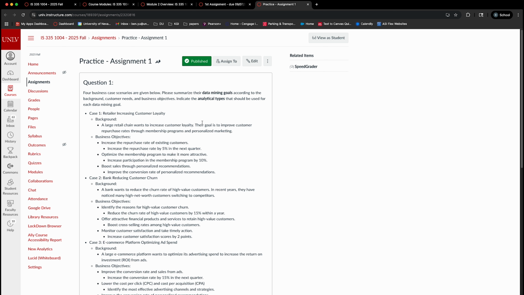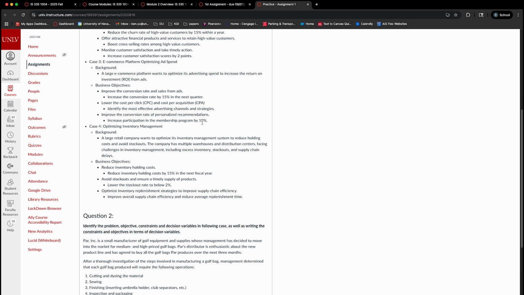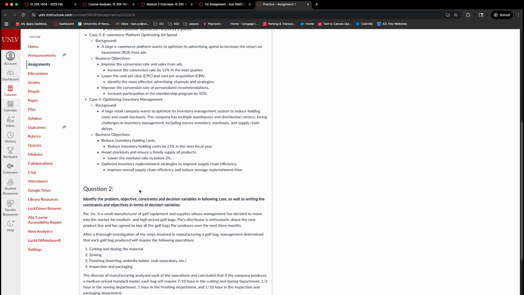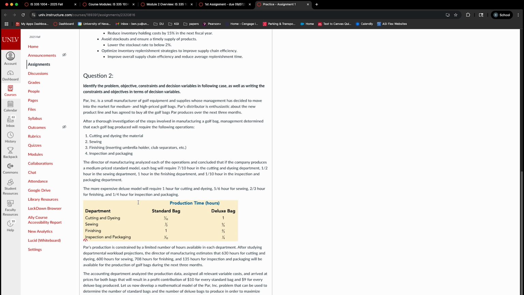Everything is mentioned during the slides. If you don't understand, go back to the slides and check the video again. The second question is the case study of the problem formulation, also mentioned in the slides. For this one, the same thing: if you still have a hard time understanding how it works, go back to the slides and check the video again.